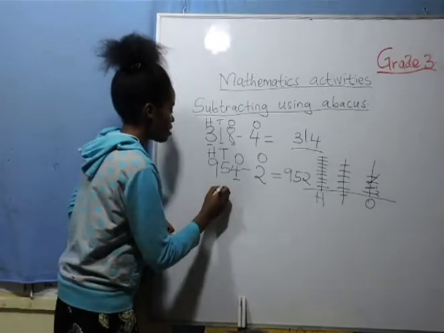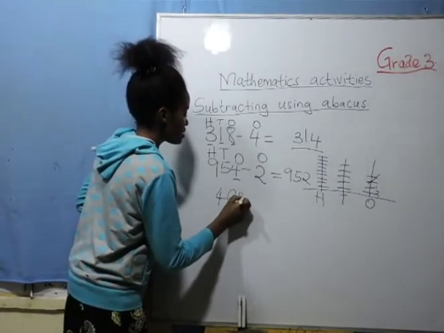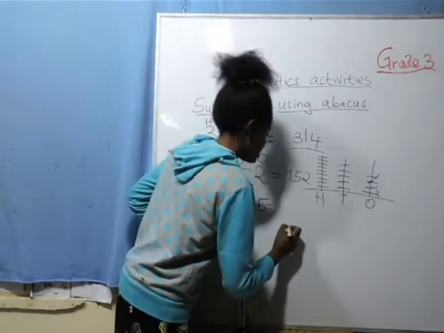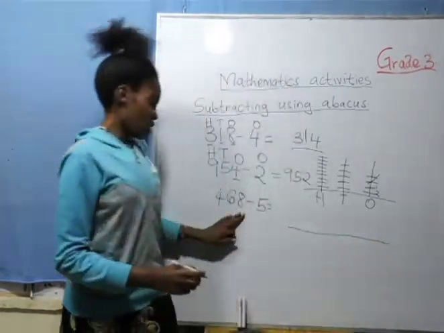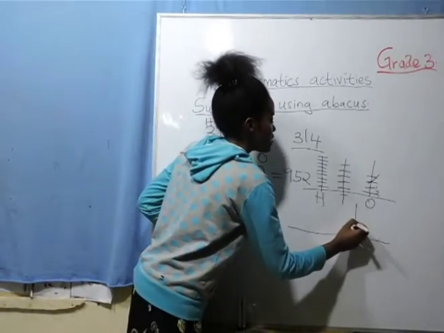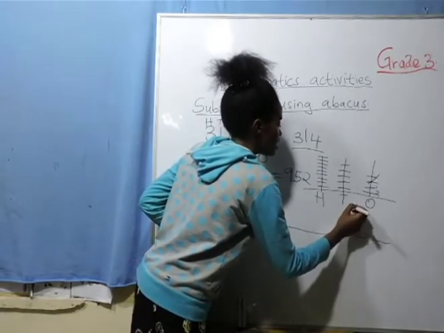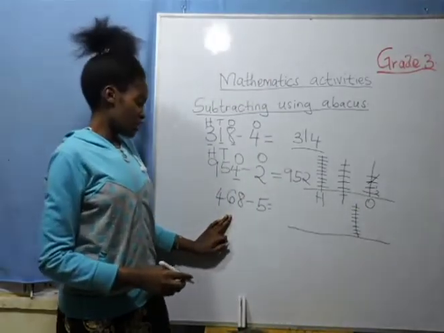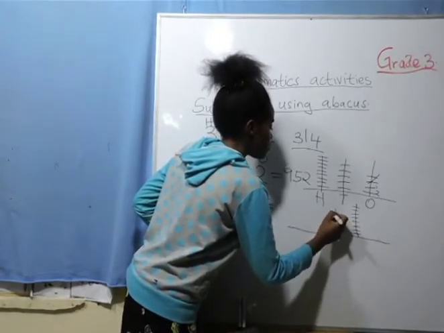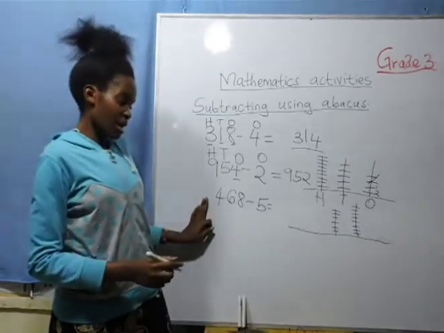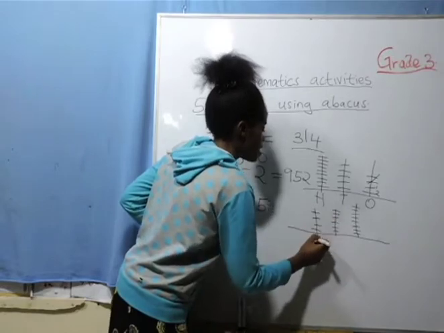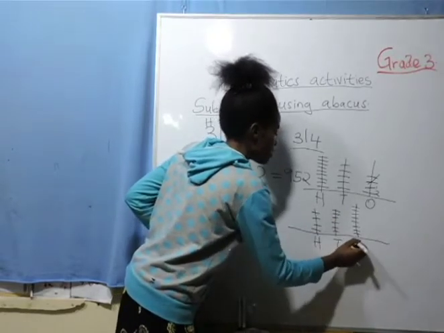We go to our third one. 468. Take away 5. And let's draw our abacus. In our ones place value, we have 8. 1, 2, 3, 4, 5, 6, 7, 8. In our tens place value, we have 6. 1, 2, 3, 4, 5, 6. And in our hundreds, we have 4. 1, 2, 3, 4. Hundreds, tens, and ones.